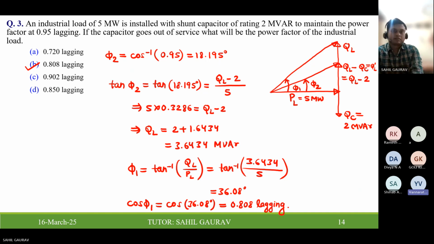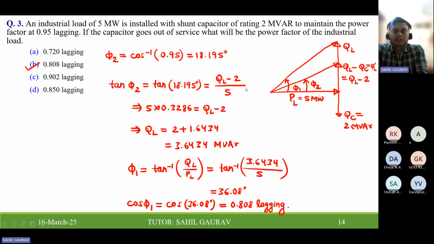This tan phi 2 is QL minus 2. I have made this power triangle for power factor correction. Initially no compensation is happening, so we have QL and PL. When reactive power compensation is happening through a capacitor bank, your reactive power demand of the load is reduced. So it is QL minus 2, because reactive power compensation is given with a shunt capacitor supplying 2 MVAR. So this angle is reduced to phi 2.